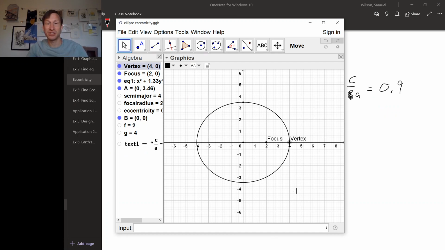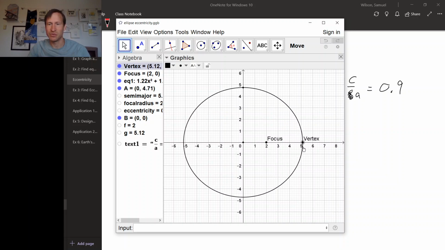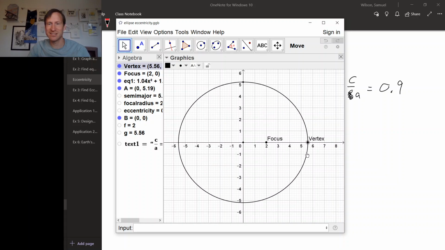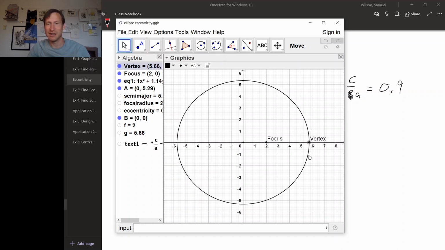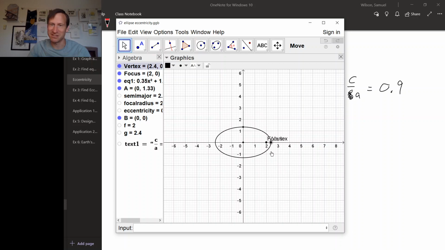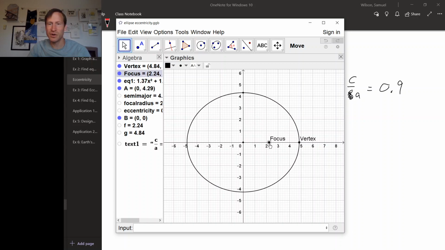I have a GeoGebra set up so that I can move the vertex of the ellipse and the focus, and it will automatically graph the ellipse that's produced by that vertex and focus. Remember, by changing the vertex, what I'm really changing is the semi-major axis. So if I move the vertex around, the semi-major axis changes. So a larger semi-major axis means a larger ellipse. A smaller semi-major axis means a smaller ellipse. And if we move the focus, same kind of thing.